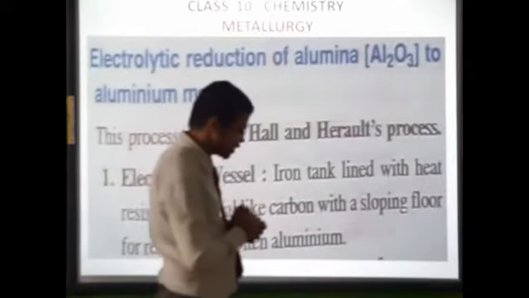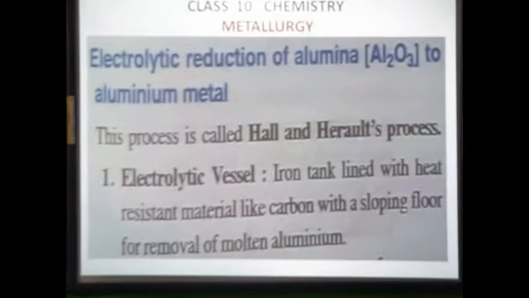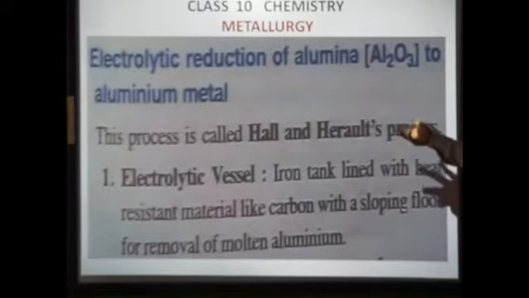For electrolysis we need an electrolytic tank, an electrolytic vessel or electrolytic tank. So what is an electrolytic vessel or electrolytic tank? It is an iron tank lined with heat resistant material like carbon, with a sloping floor for removal of molten aluminium. The electrolytic vessel will be seen in the figure. The figure will be coming up.